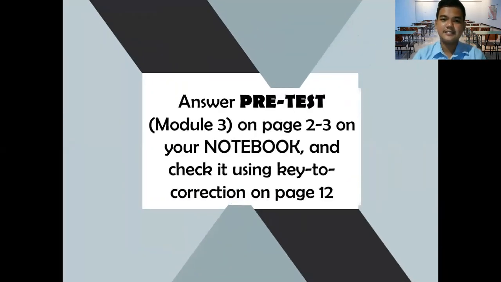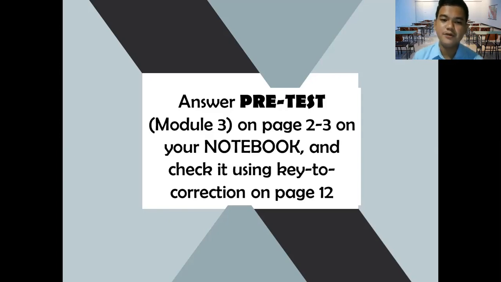So start this module 3 with answering your pretest on page 2 to 3 on your notebook. Yung pretest, it assesses kung gaano mo nakaalam yung topic na joint variation and combined variation. So don't worry kung mababa man yung score mo sa pretest kasi it only means that you still have a lot to learn. Marami ka pang kailangang matutunan along the process, and kapag nag-post test ka na, doon mami-measure yung improvement mo kung meron bang natutunan at the end of the lecture.